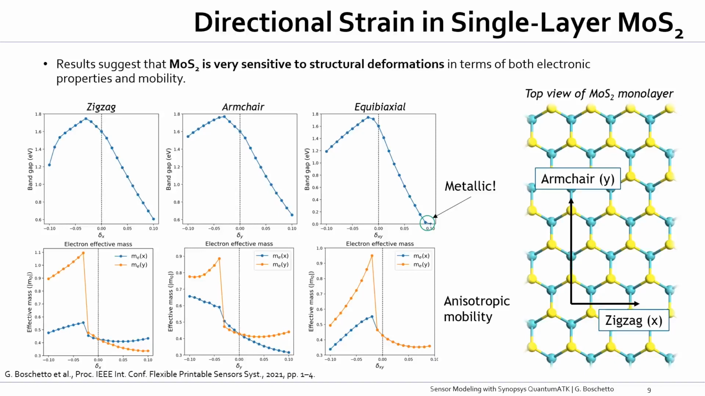Regarding effective masses instead, so the plots at the bottom, we can see that the material has an isotropic mobility when it's in equilibrium, so when there is no strain. When we apply strain, this becomes interesting because the mobility becomes anisotropic. And overall, this simulation shows how MoS2 is extremely sensitive to structural deformation, which makes it a suitable material for strain sensors.